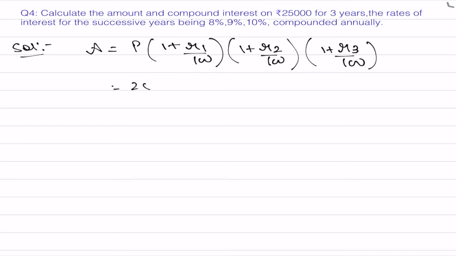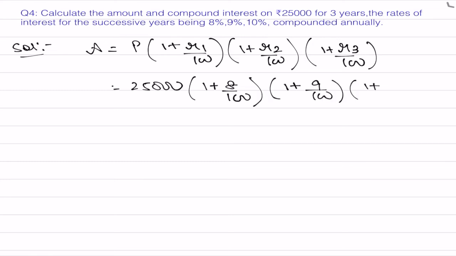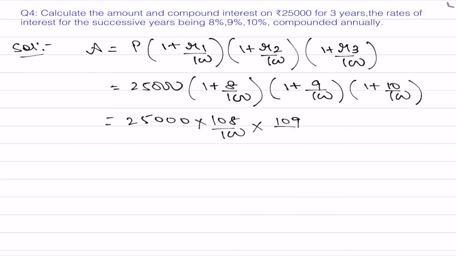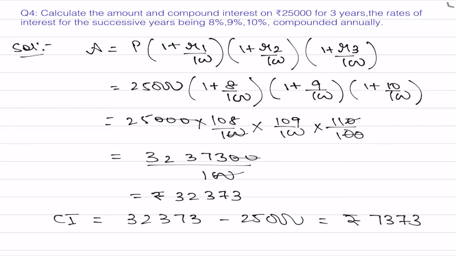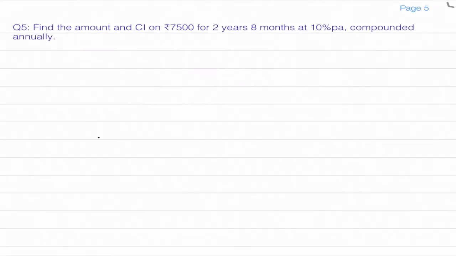So principal is again 25,000. We will just put in the values. First rate is 8 upon 100, second rate is 9%, third rate is 10%. After solving this, we can see the amount is 32,373 rupees, and the compound interest is amount minus original principal. We'll put the values and we'll see that the compound interest is rupees 7,373.